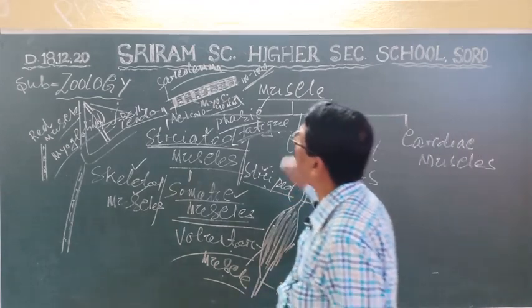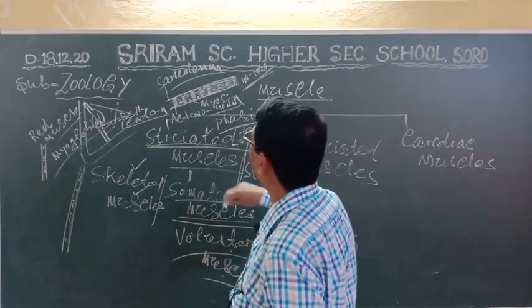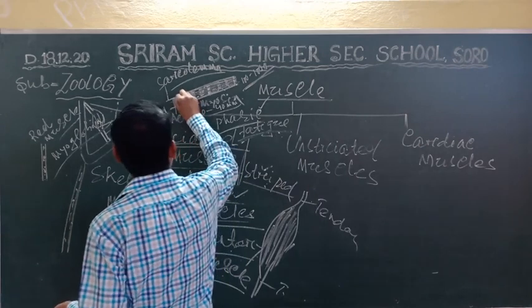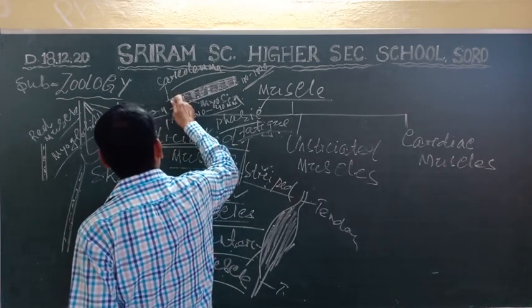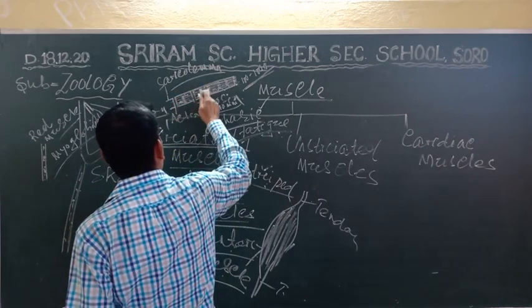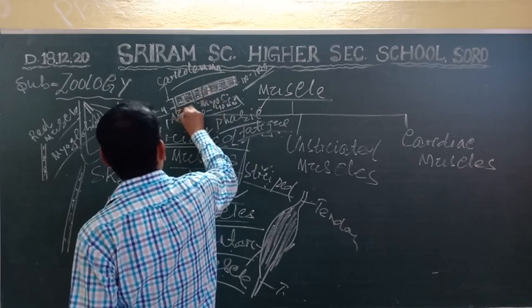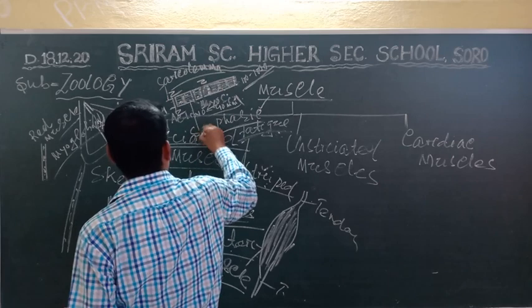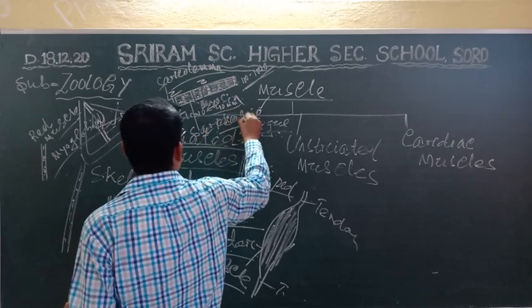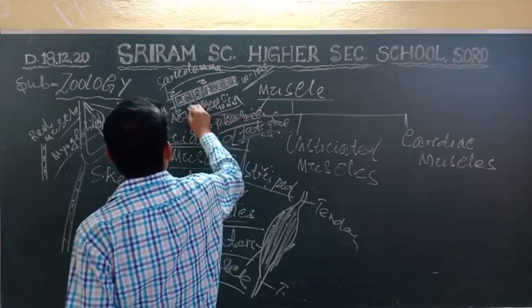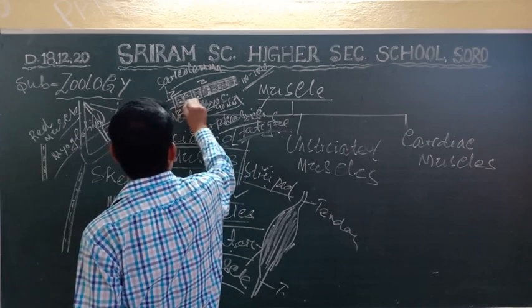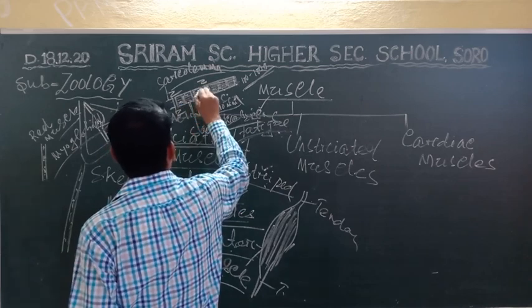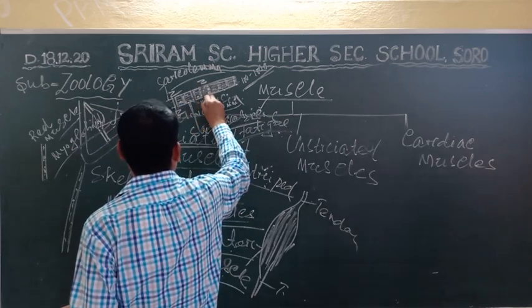And there are so many other things. Inside the striated muscle, in the white bands, there is a Z line. Clear? These are the Z lines. From the Z line to the Z line, it is called the sarcomere. And the sarcomere is the structural and functional unit of the myofibrils as well as of the striated muscle.